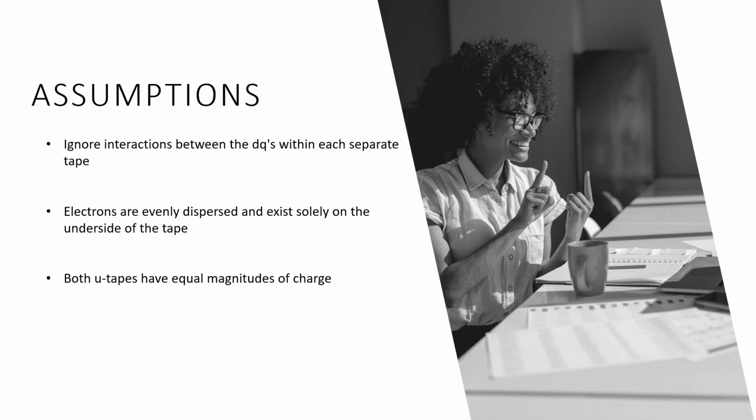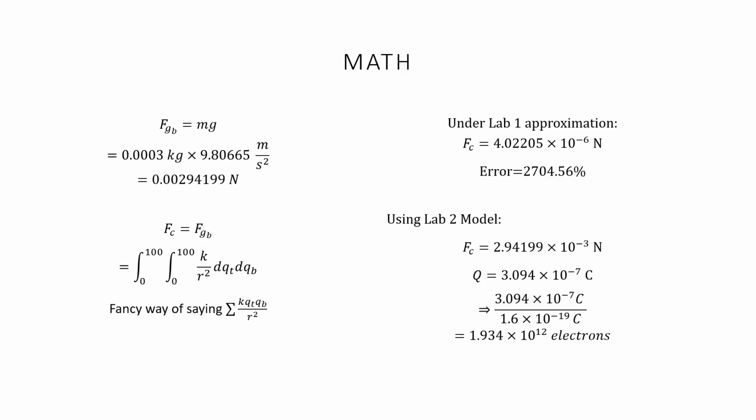Assumptions made include ignoring the interactions between the tiny pieces of charge dq within each separate tape, that the electrons are evenly dispersed and exist solely on the underside of the tape, and that both U-tapes have equal magnitudes of charge. Here's some of the math involved in this lab.